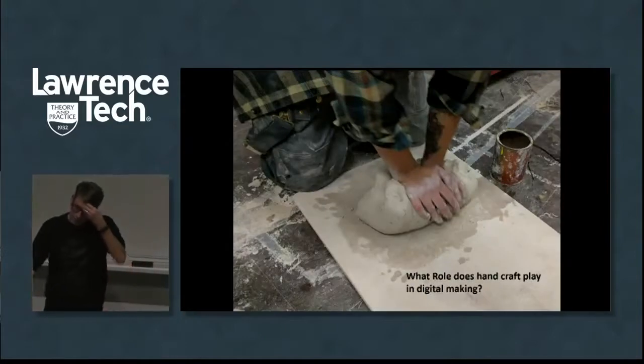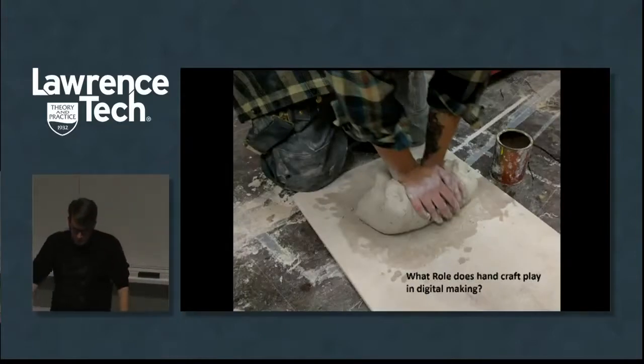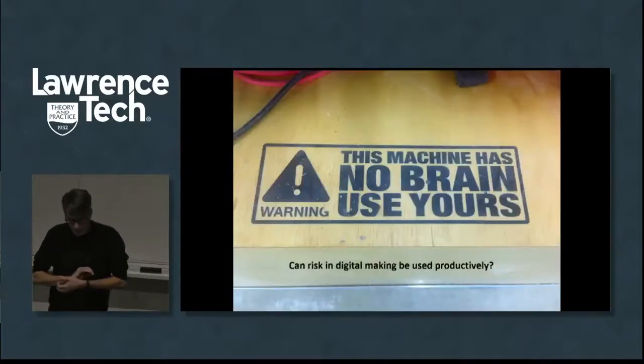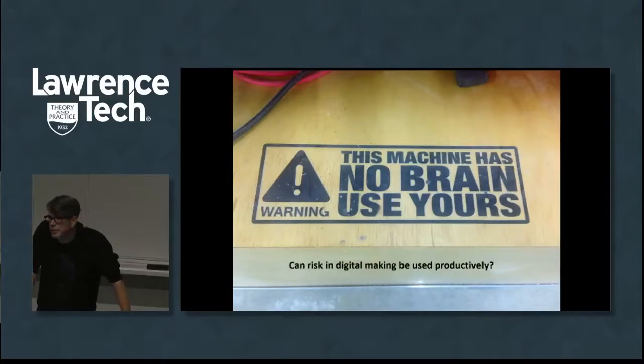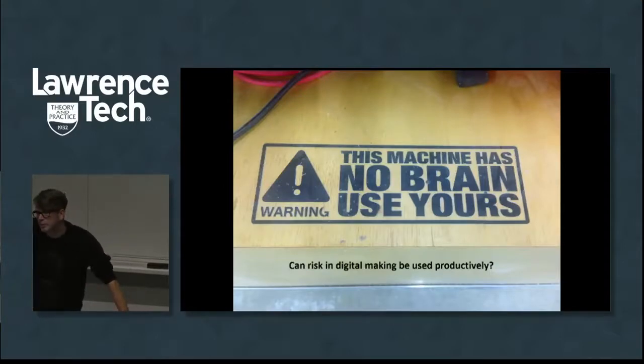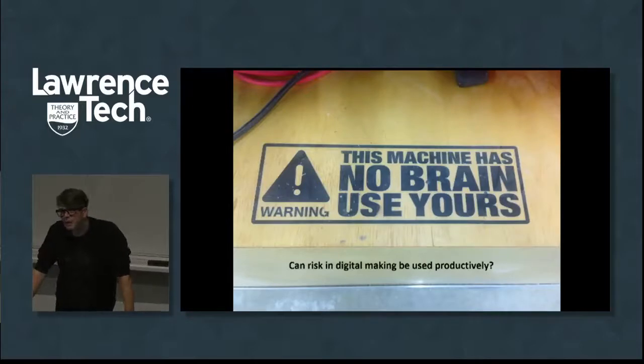And so some of the questions within these measurements are, what role does handcraft play in digital making? Maybe it doesn't, right? And I would be okay to take that challenge tonight. But it's hard for me to imagine that it has zero role. Can risk in digital making be used productively? So if this risk is there and it's manageable, can it be used in a productive way? Can it inform some of our design decisions? And more importantly, inform how we set up projects so that we understand it.